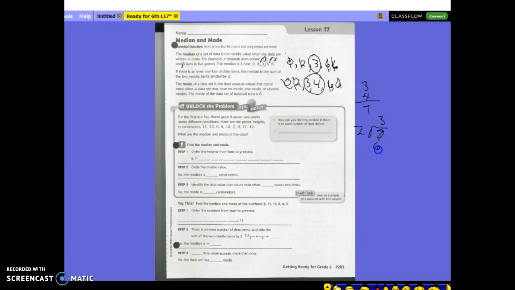I get 7 divided by 2. I put a decimal. I subtract, and I have 1 remaining. Bring down my 0, it goes in there 5 times. So 3.5 would be the median in that. You just find the average or the mean of the 2 in the middle.